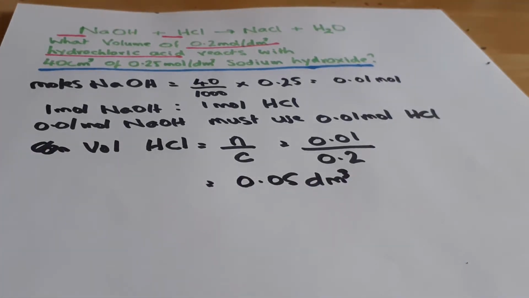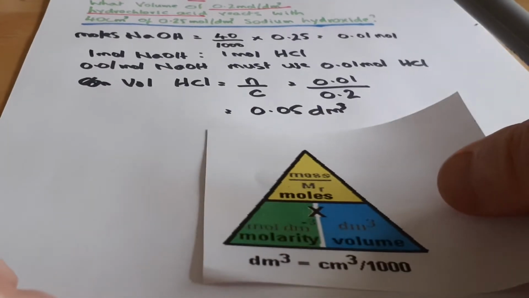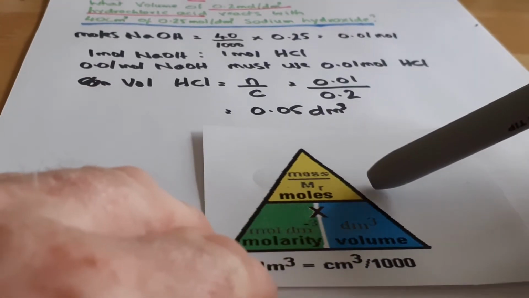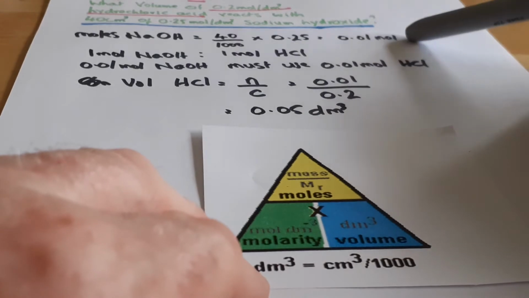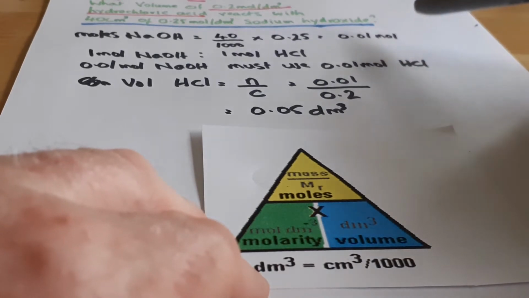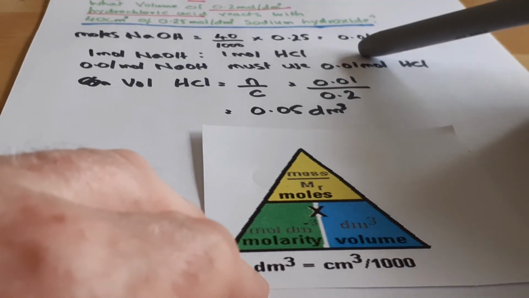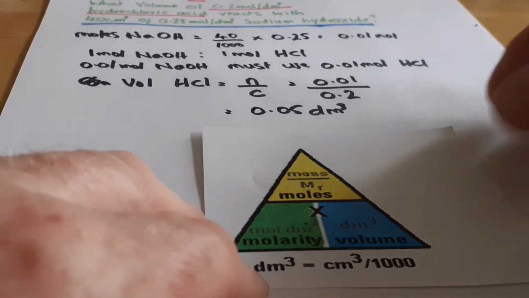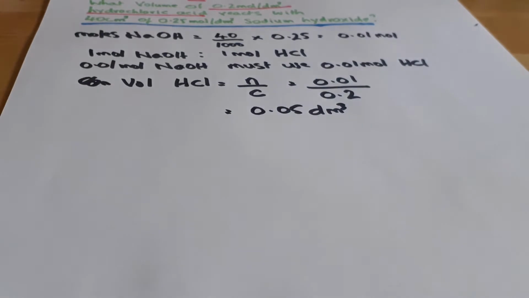Okay, so as you can see, it's fairly straightforward. As I said, we've used this formula twice. We used it at the start to get the number of moles of sodium hydroxide. Then we used the equation to get the ratio. And then we've used it again to get the volume.